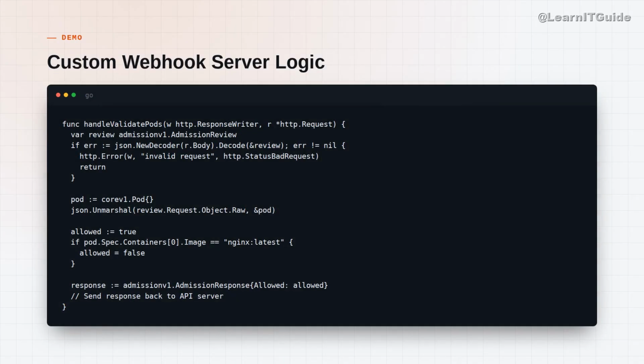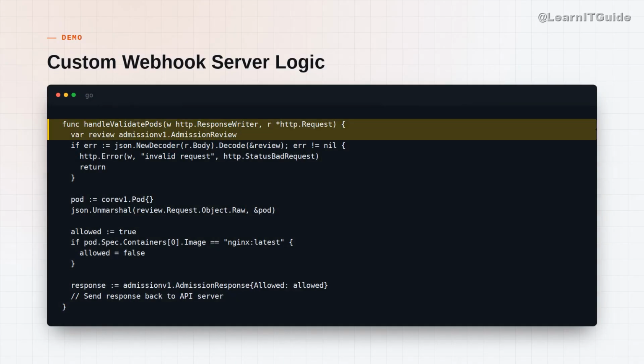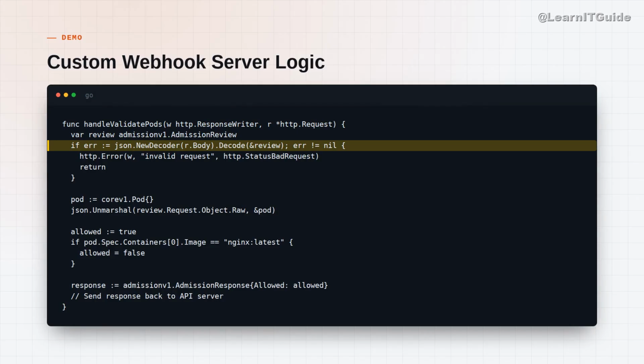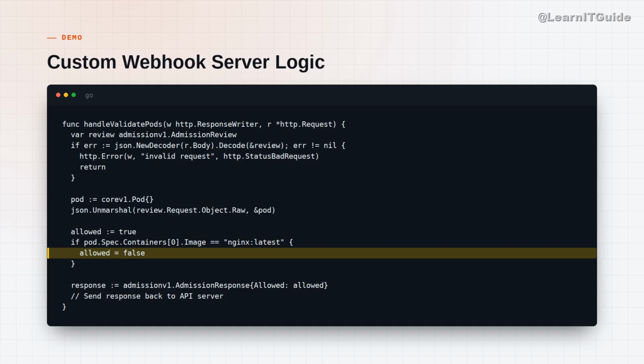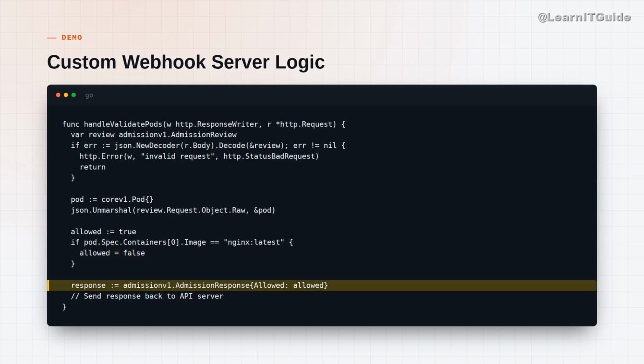Here is what the backend code looks like. We receive an admission review object from the API server. We decode the JSON to get the pod data. In this logic, we are checking the container image. If the user tries to use the latest tag for nginx, we set allowed to false. This effectively blocks the deployment. The API server then uses this boolean to decide whether to accept or reject the request.